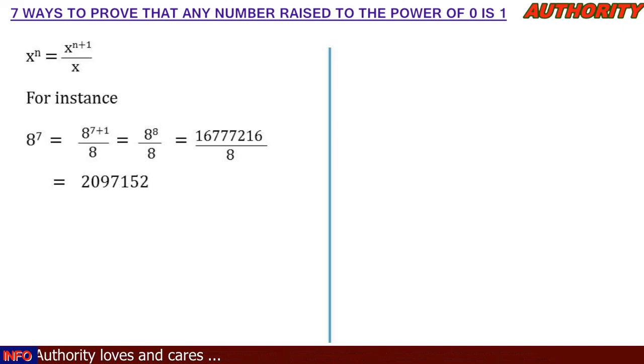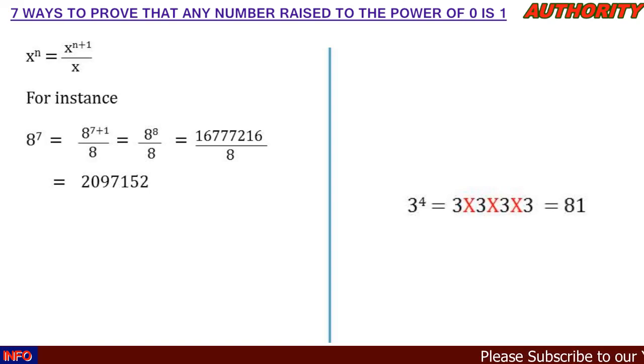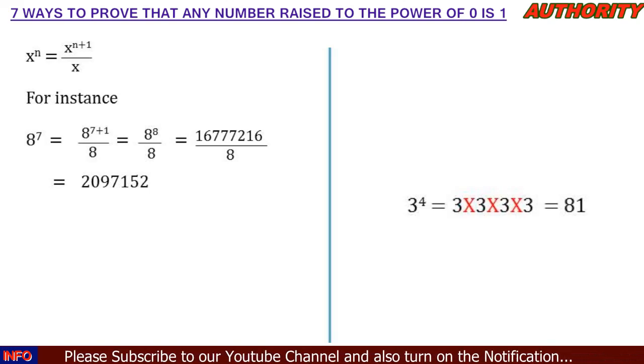Okay, now let me also use a small number to see whether it's true. When you say 3 raised to power 4, what does it mean? That means you're going to have 3 times 3 times 3 times 3 into 4 places. So when you say 3 times 3, it's going to give us 9. 9 times 3 is going to give us 27. So 27 times 3 is going to give us 81. Is that true? Yes. Now hold it. So that is to say that 3 raised to power 4 is equal to 81. Is that true? Yes.